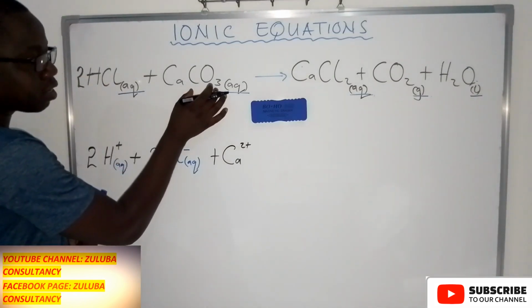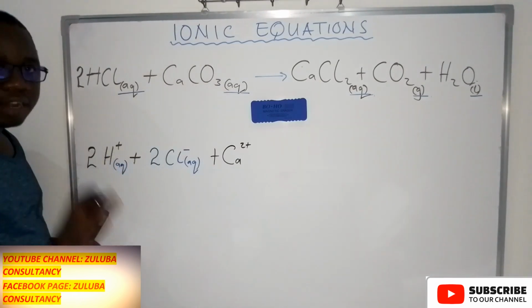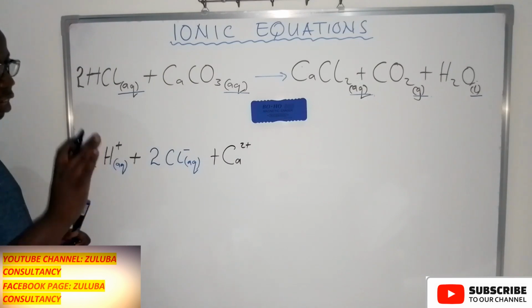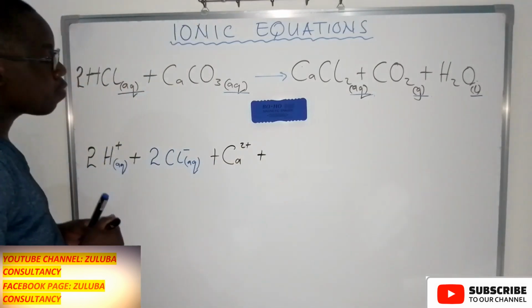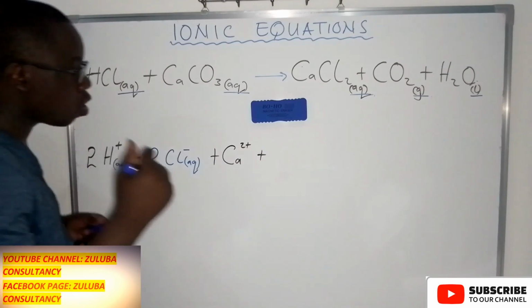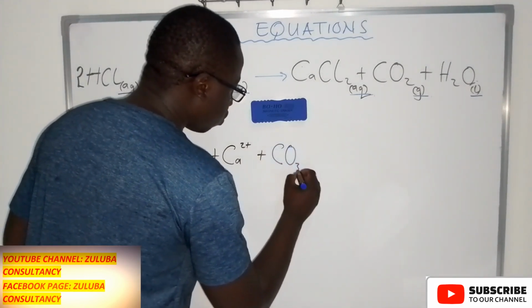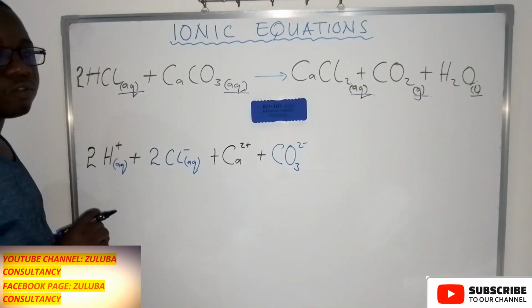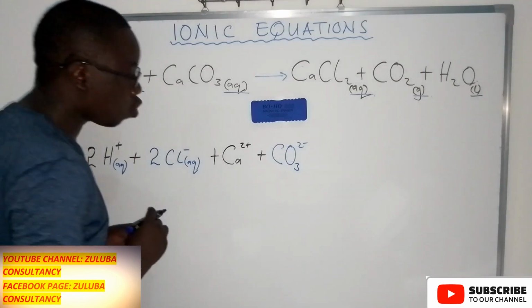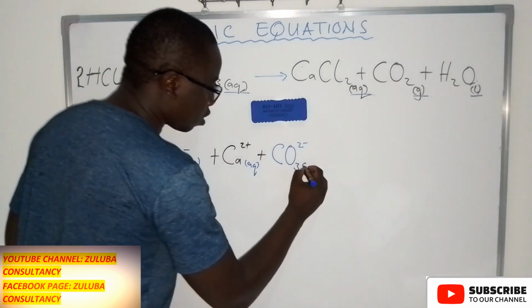This carbonate is a radical, and radicals do not change. So this simply means we'll have this radical shown the way it is. So the calcium carbonate will show the way it is. Now it has the valence of 2 minus. These are in aqueous state.